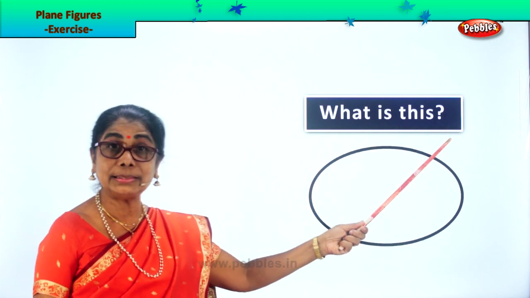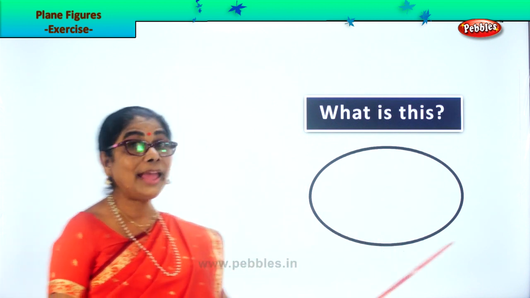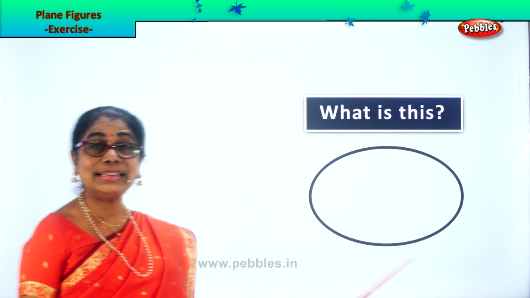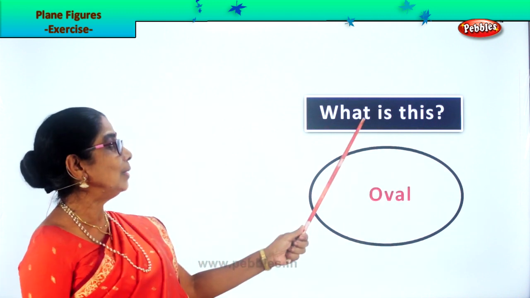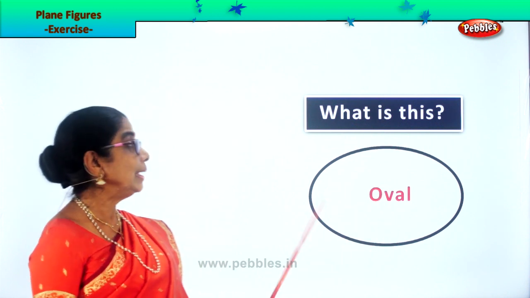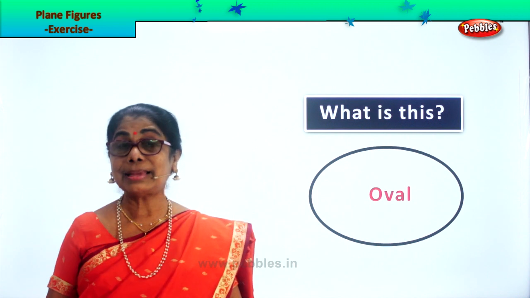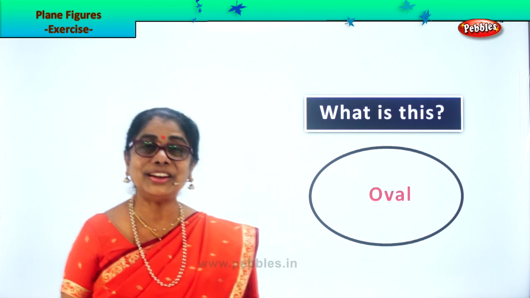What is this? This is an oval. Yes, it has no sides, no corners. What is this? It's an oval shape. Oval. It has no sides and no corners. Did you enjoy this exercise? Very good.